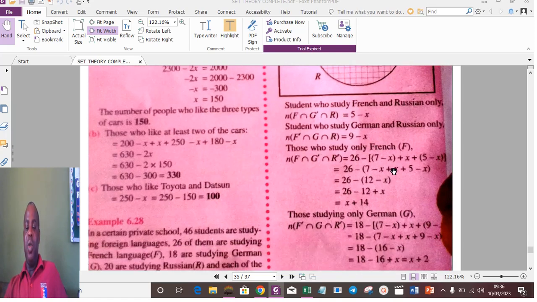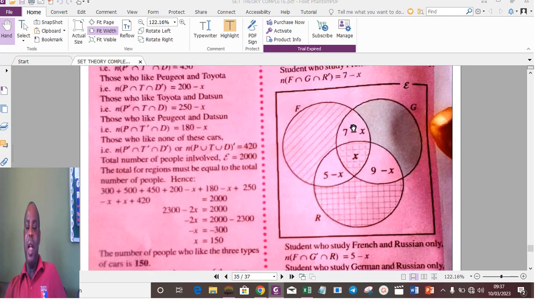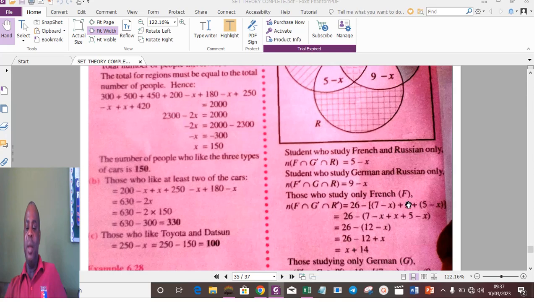Those who study French only, I've just told you. How do we denote it now? You remember, French only means F minus G minus R. If you don't want to use minus, it will be F intersection G prime intersection R prime. So those who are studying French are 26. I've told you, you add all these things together. We added them here.